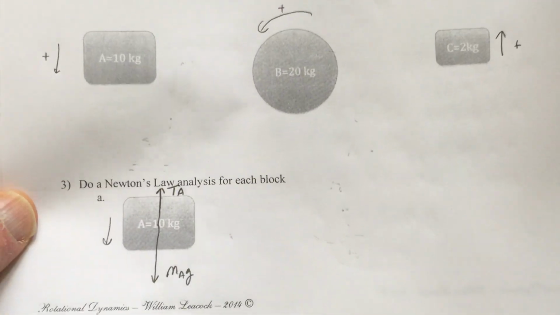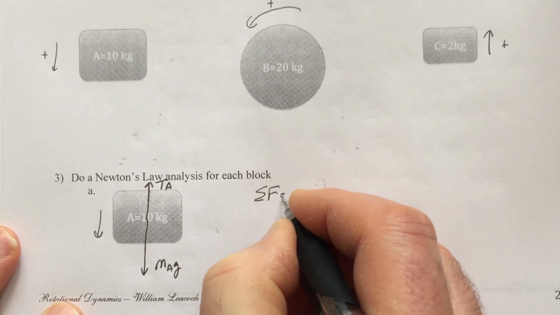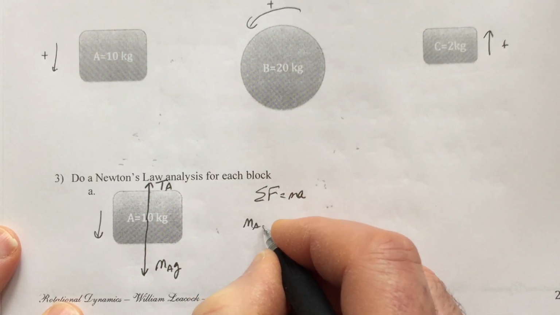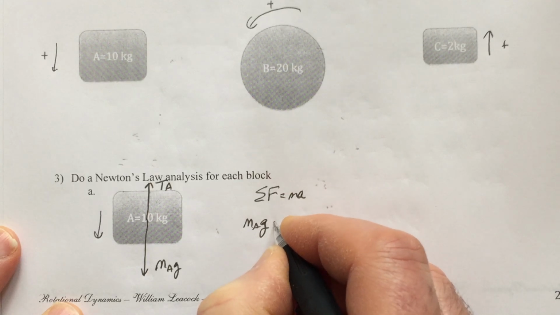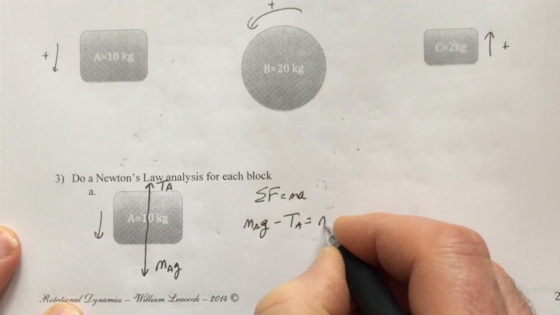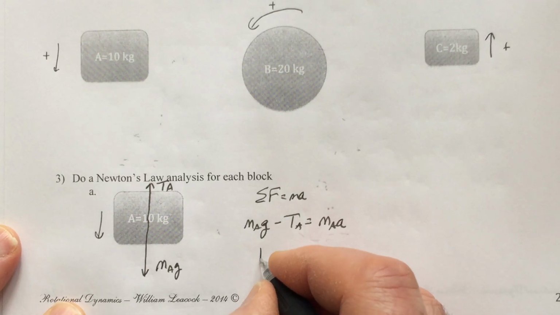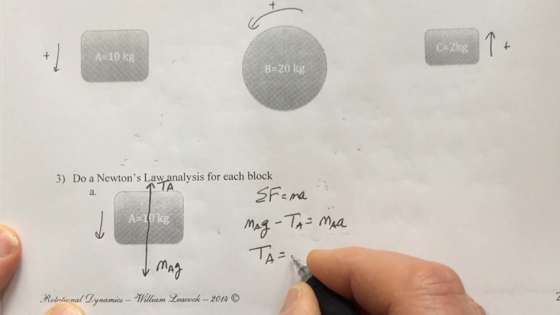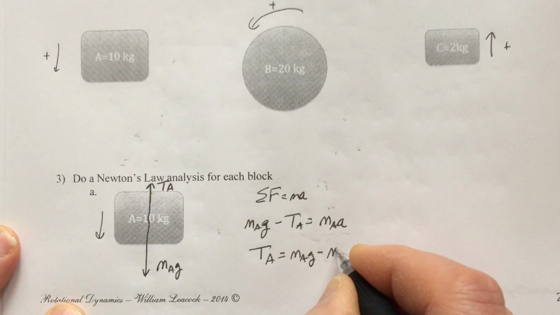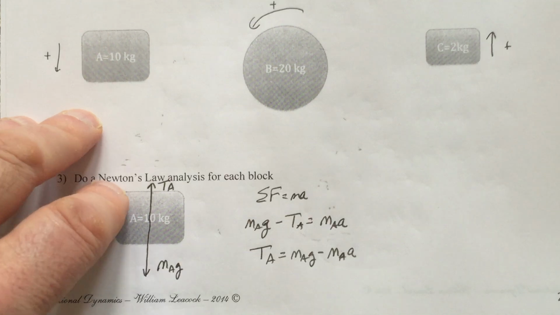So this guy, as we work this through, I have sum of the forces equals MA. That means that I'm going to have M_A G minus my tension from A is going to be equal to M of A times A. I'm going to rearrange this thing so I get tension of A out of it. Tension of A is equal to M_A G minus M of A times A. And that's as far as we can go with this.